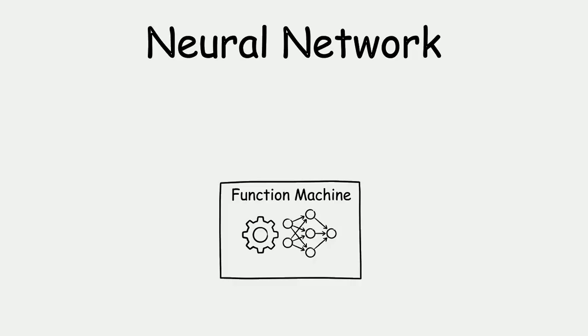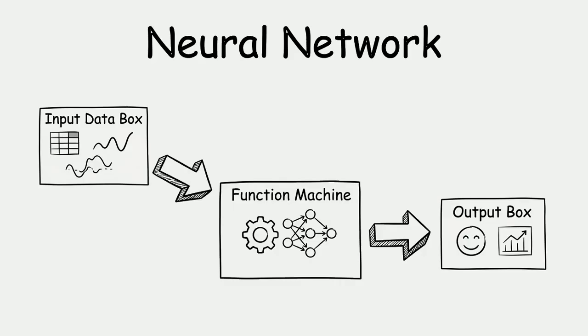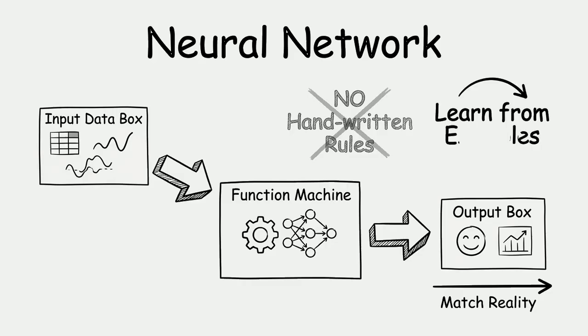Let's talk about what a neural network really is and how it works from the ground up, in a way that makes the intuition and the mechanics line up naturally. At the highest level, a neural network is just a machine for learning a function from data. We give it inputs, it produces outputs, and we want those outputs to match reality as closely as possible. Instead of writing rules by hand, we let the network adjust itself by learning from examples.